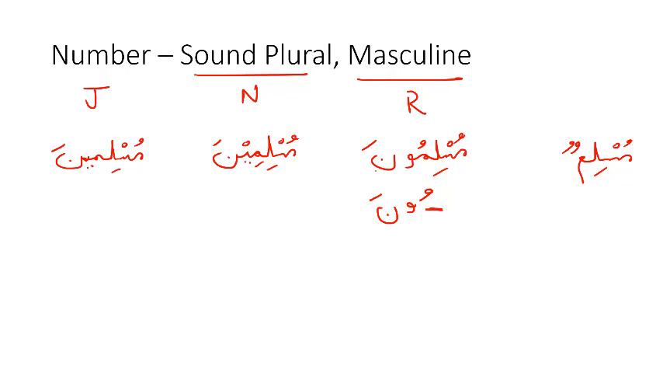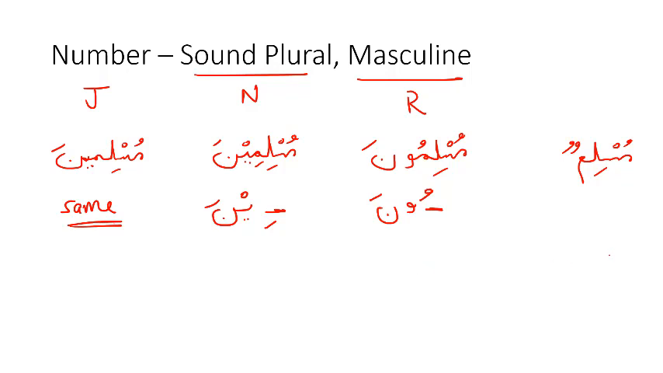So Muslimun becomes Muslimuna, Mushrikun would become Mushrikuna. In the Nasab form, the last letter of the singular gets a kasra, and then we connect that with a ya, and then we have a noon with a fatha. So Muslimun becomes Muslimina, Mushrikun would become Mushrikina, and then for the jar form, we have the same thing.